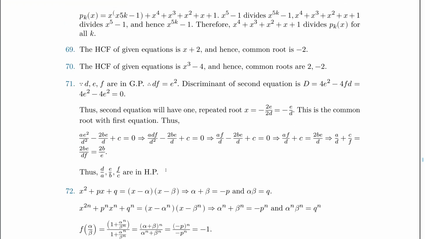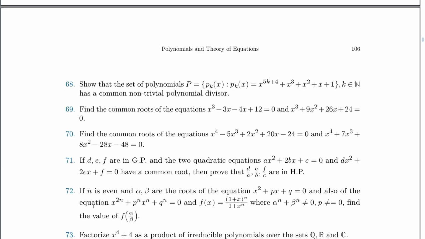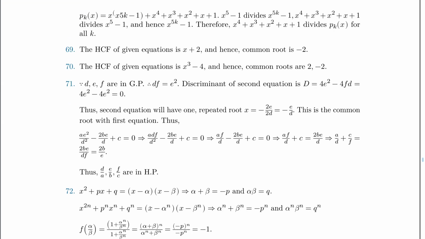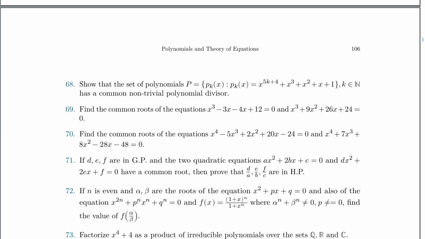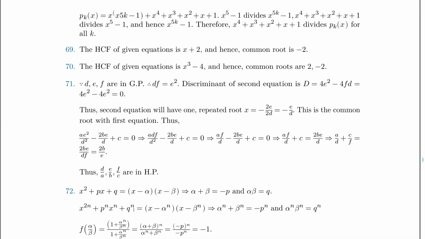So we look at problem 72. We are given that x square plus px plus q has two roots, alpha and beta. So alpha plus beta is minus p and alpha beta is equal to q. Now, if you look at the solution, here there is something wrong. So alpha and beta are roots of this equation as well. This should be x square to the power n and this is x to the power n. So we can write that alpha to the power n plus beta to the power n is equal to minus p to the power n, and alpha to the power n beta to the power n is equal to q to the power n.